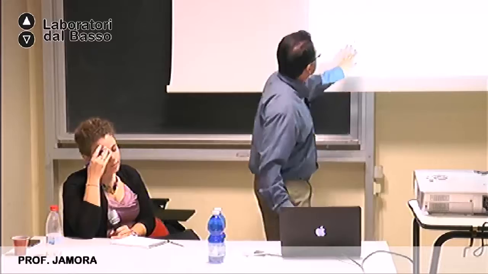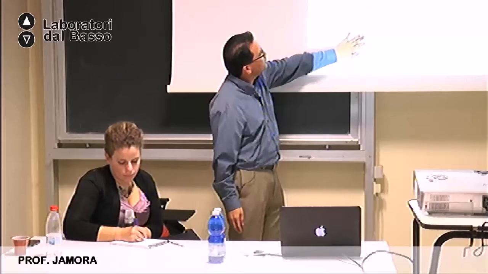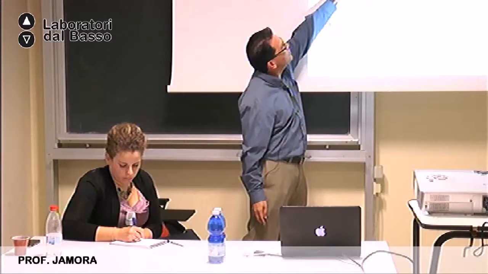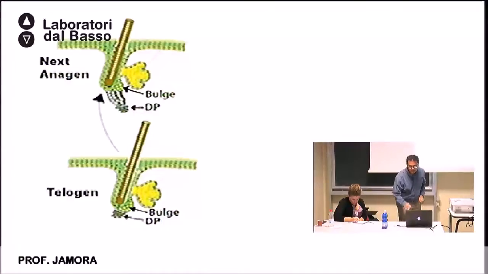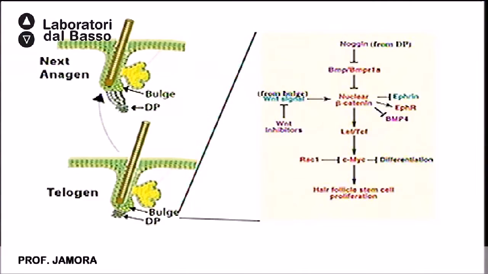So this is the part that we're going to study now, the regeneration part. From this telogen, or the resting phase, to the anagen, which is the new formation of this new hair follicle here. So the hair follicle is going to be formed again once it is dead. And this is actually quite interesting because it's been found that noggin, which we reported from the mesenchymal component, and is an inhibitor of BMP signaling, works together with Wnt to form this nuclear beta-catenin LEF1 complex, leading to c-Myc expression and hair follicle stem cell proliferation.